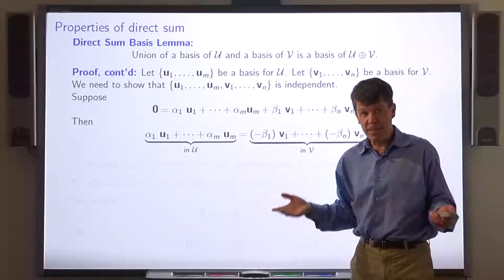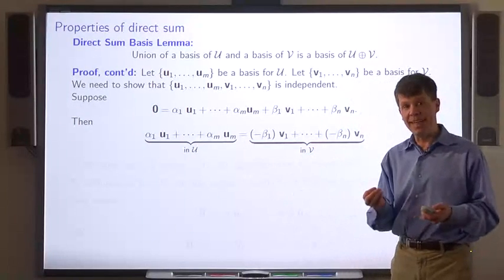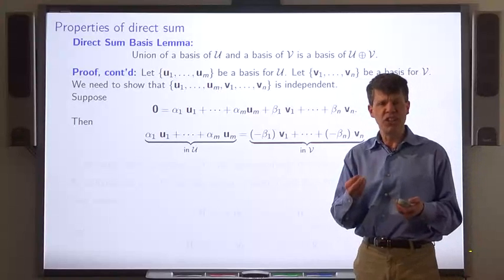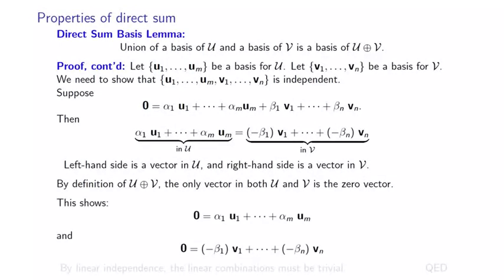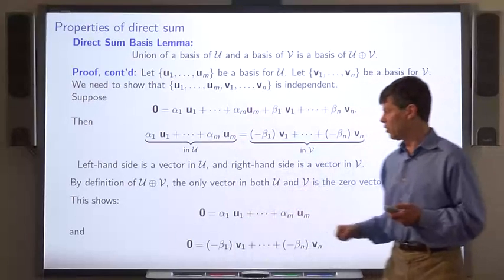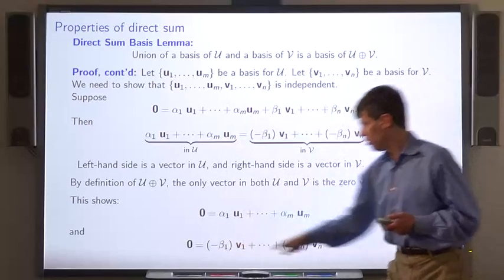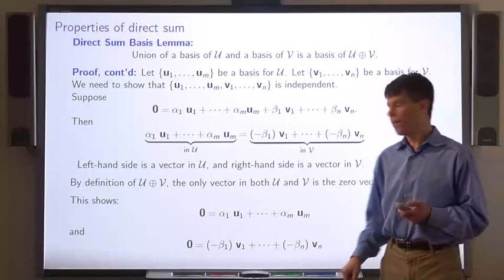Well, for the direct sum to even be defined, it needs to be the case that big U and big V share only the zero vector. So we've shown that this must be the zero vector and this must be the zero vector. That is, 0 is equal to this linear combination and 0 is equal to this linear combination.